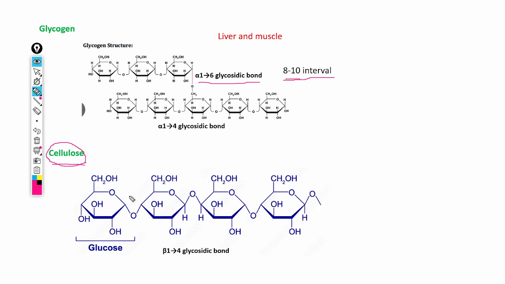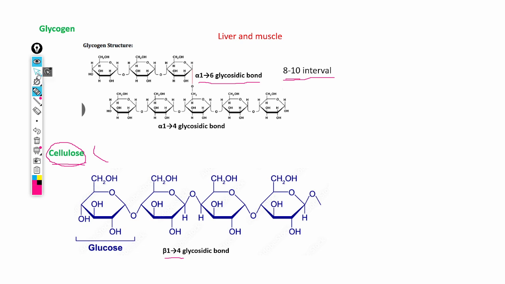So it is simply linear, joined by the beta 1,4 glycosidic bond, but cellulose cannot be hydrolyzed or digested by human beings, because for the digestion of cellulose an enzyme is required that is called cellulase, which is absent in humans. That's why if we eat any fruit or any grass, the cellulose of that fruit or grass cannot be digested by human beings because of the absence of cellulase.